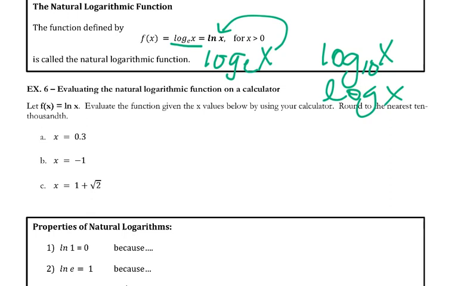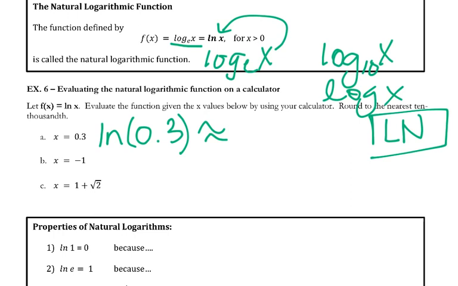Okay, there is a button on your calculator for the natural log. We were just looking at it. It's the ln, so natural log. So let's evaluate the natural log of 0.3.